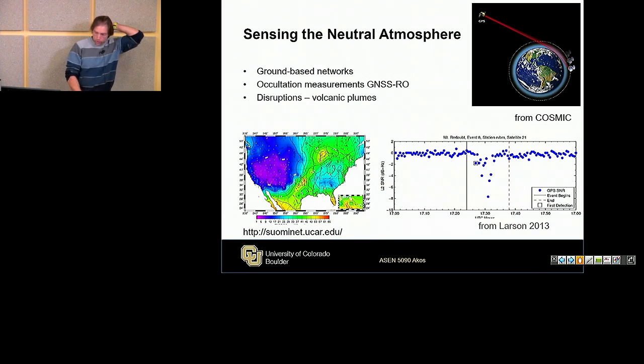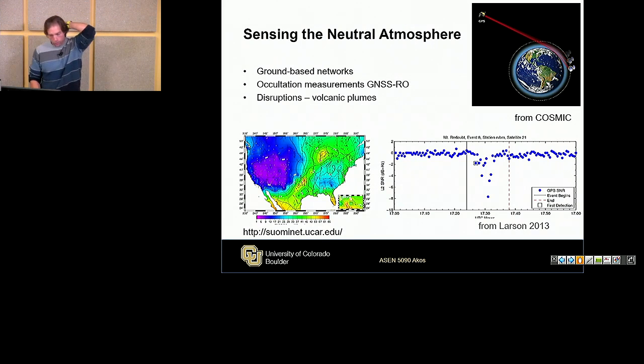Sensing the neutral atmosphere, this is work that we've been involved with as of late in my research group. It has to do with this concept of, hey, I'm on the surface of the Earth somewhere, using my GPS satellite. But really what I want to know is what happens in the neutral atmosphere surrounding the Earth. So this concept of radio occultation, which has been around for a long time, is used to sense the environment of different planets when we send satellites to different planets.